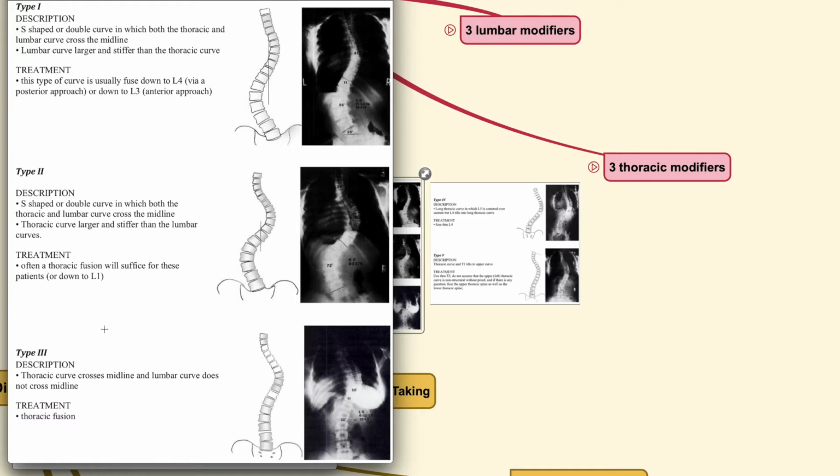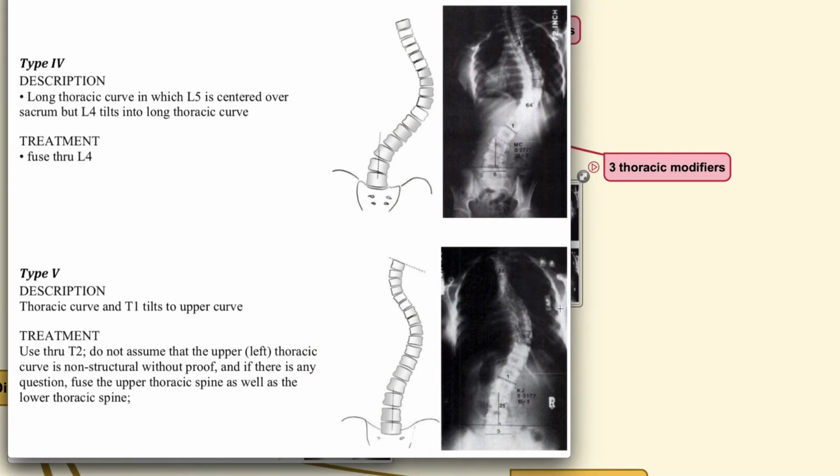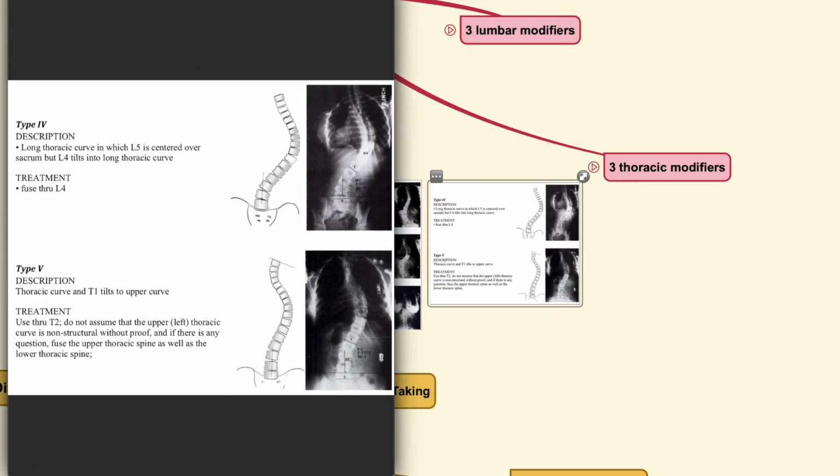For the third type of the King-Moe classification, you would see that the thoracic curve crosses the midline, but the lumbar curve does not cross the midline. Next would be the fourth and the fifth type. You could see here that in the fourth type, there would be a long thoracic curve in which the L5 is still centered over the sacrum, but the L4 already tilts into the thoracic curve. Now, type 5 is a thoracic curve, especially the upper thoracic curve, but you could also see that the T1 is also involved. It tilts over to the upper curve.